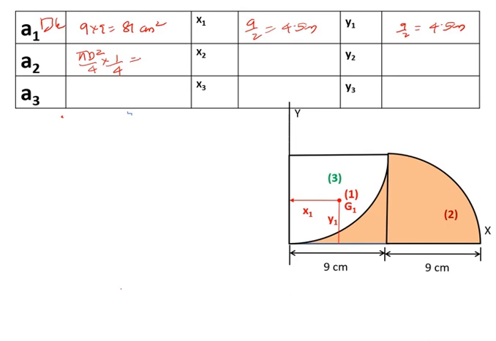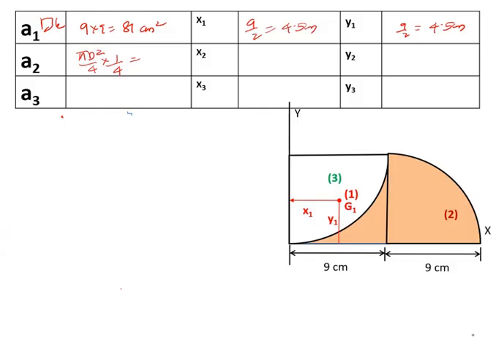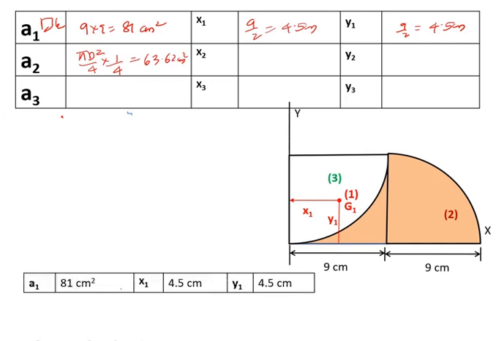D is actually 9 plus 9, that is 18. Here this is given radius, so I'll get this value as 63.62 centimeters square. Now the centroidal distance x2 is 9 plus 4r by 3 pi, that is you'll get this distance as 12.82 centimeters, and y2 is simply 4r by 3 pi. Substituting this value for r, you'll get it as 3.82 centimeters.